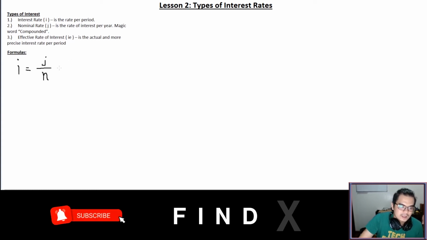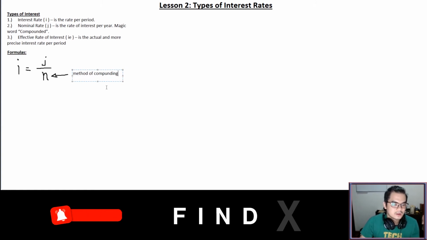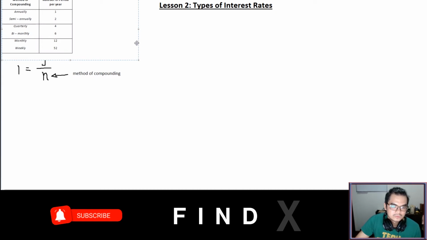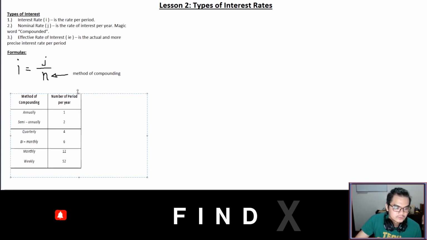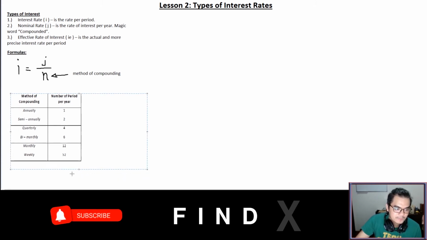But remember that N here is the method of compounding. Simply said, N is the number of times that you will pay per year. Again, N is the number of times that you will pay per year. So we already have here the method of compounding per year.